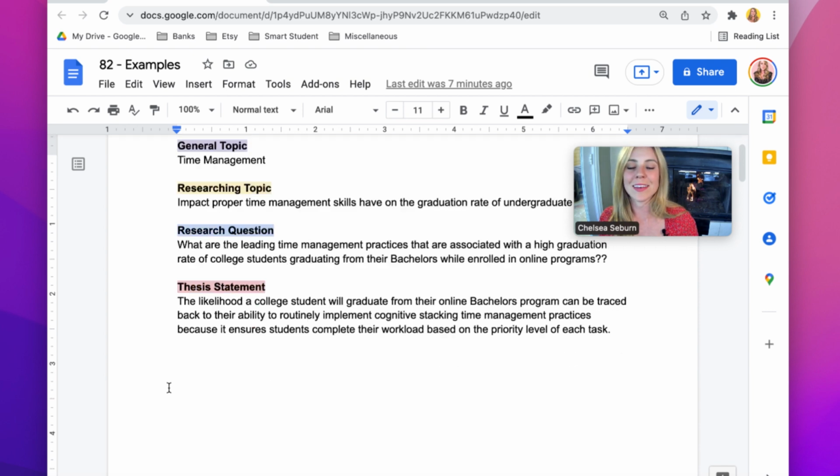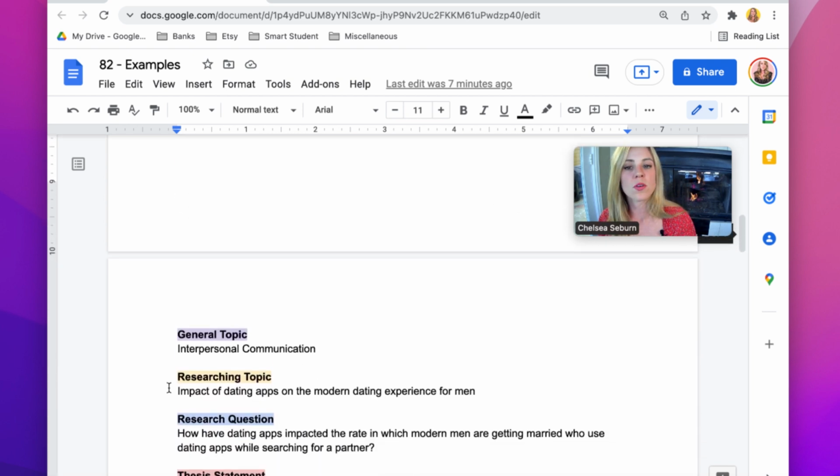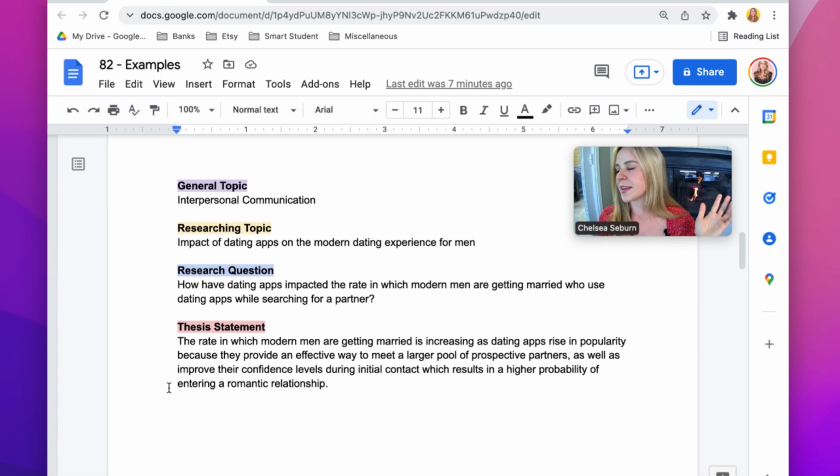Let's go ahead and look at another example. So we're going to move on from time management into another course. Now, our given topic, let's say, was interpersonal communication. Same process as before. You start by taking that broad given topic, doing your preliminary research, narrowing it down to the specific scope that you want to perform your research within. So here, we want to research the impact dating apps have on the modern dating experience for men. All right, that's point A.